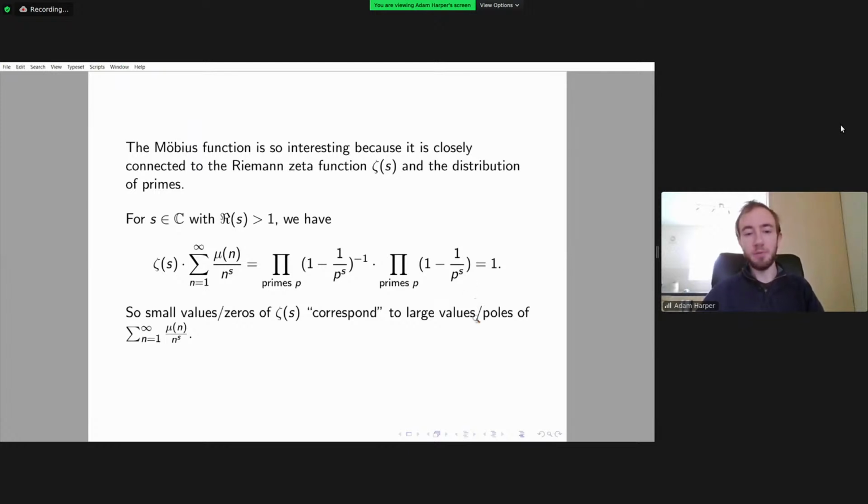And what that means is, if you're interested in small values or zeros of the Riemann-Zeta function, so the zeta function doesn't actually have any zeros with real part bigger than 1, but let's say small values, then because of this identity, because zeta times this other Dirichlet series has to equal 1, if zeta is getting really small, then this Dirichlet series with coefficients mu must be getting very large. So small values or zeros of zeta correspond to large values or poles of this Dirichlet series. Now, understanding when they occur is equivalent to understanding the partial sums of the Mobius function. So this is a reason that the Mobius function is really interesting. I'll say some more about it in a little while.